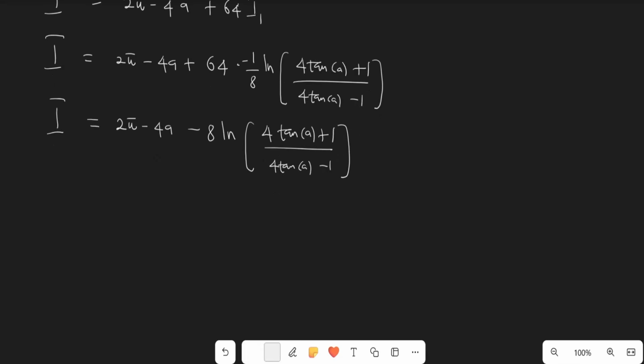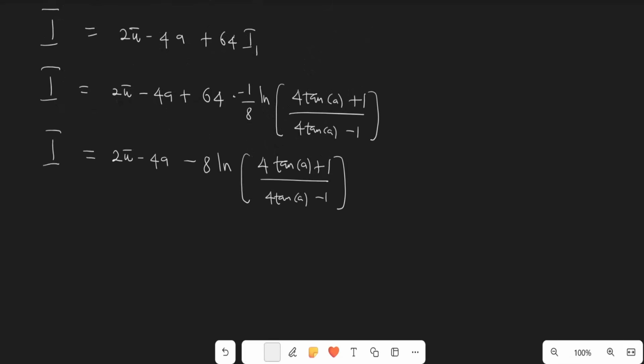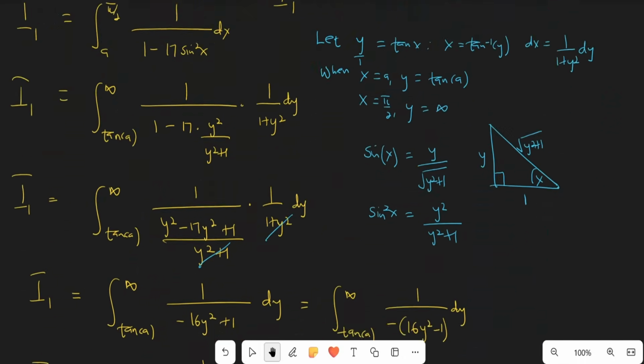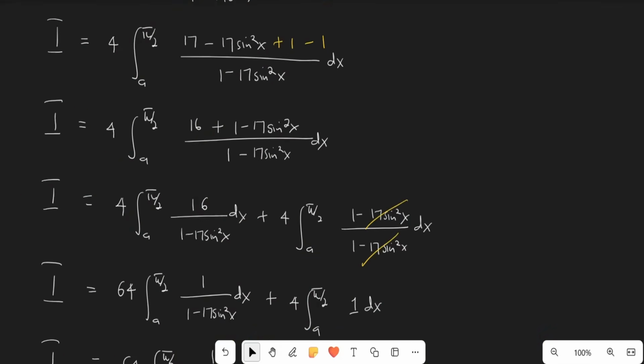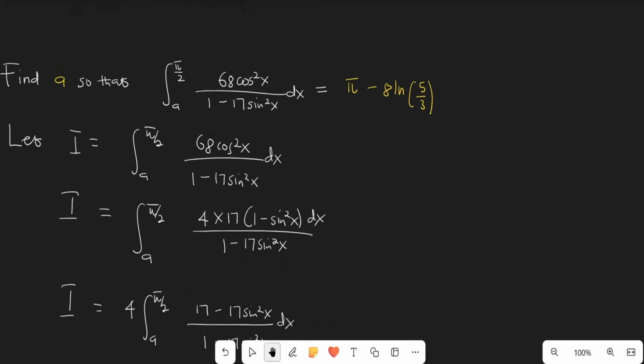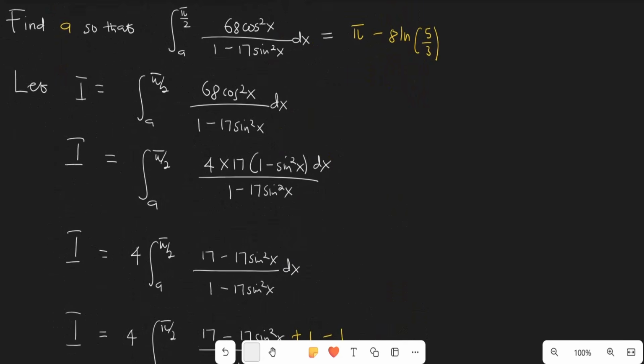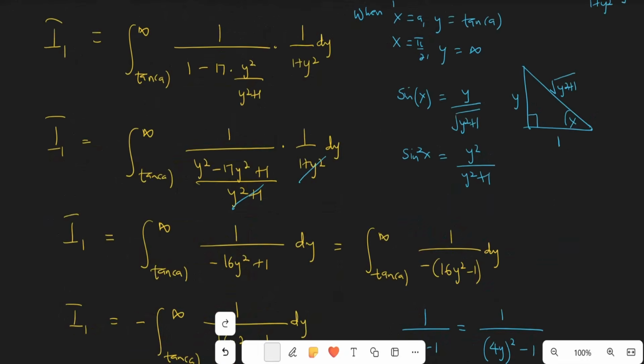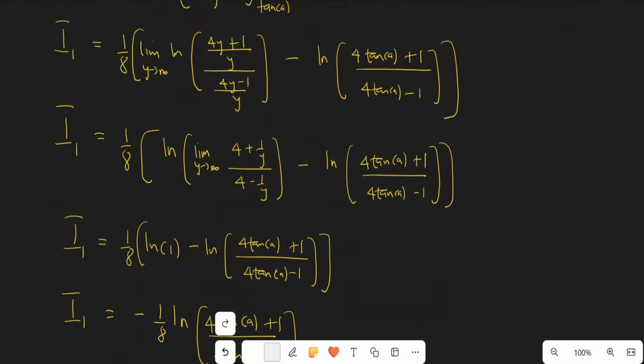Now it's time for us to find the value of a. So we have to equate this to what is given to us. We are asked to find the value of a for which the integral is equal to a certain constant. So we are going to equate what we got to be equal to this, pi minus 8 times ln of 5 over 3. So now let's do that and find the value of a.